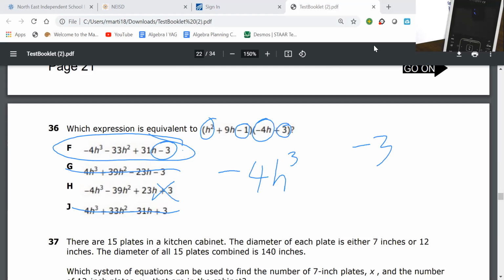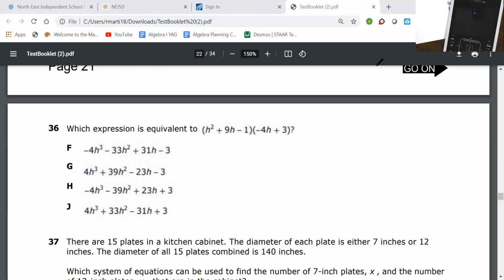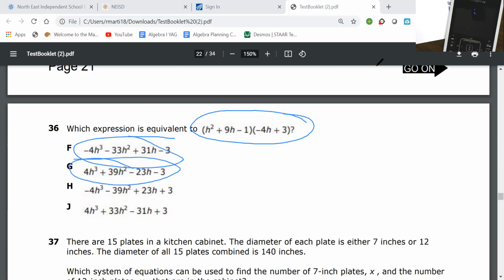However, if you don't see that, change them to X and put this in the calculator and graph it as written. Okay? Except with X's. Just write it like that and graph it. Then put each one of these in. Whichever one matches it, that's the answer. That's it. It's that easy.